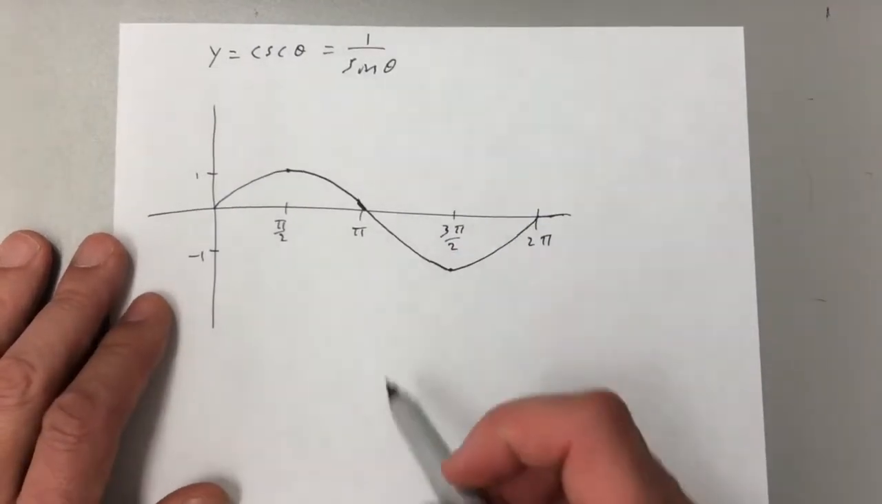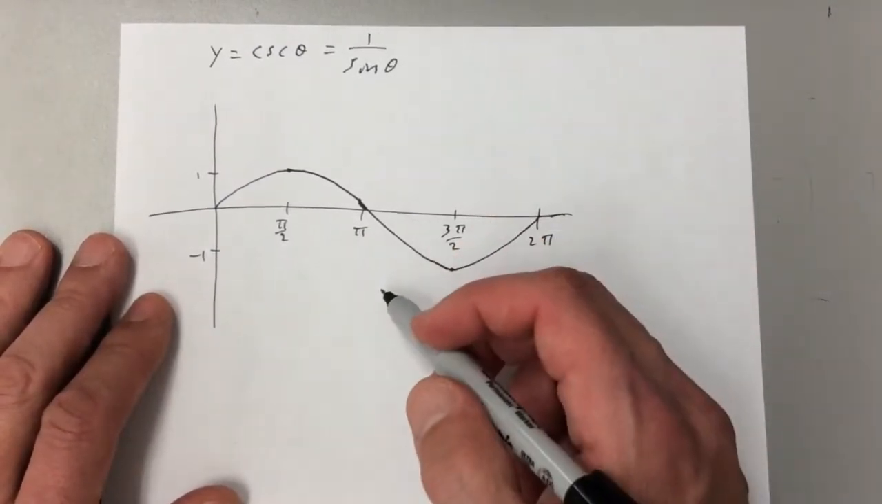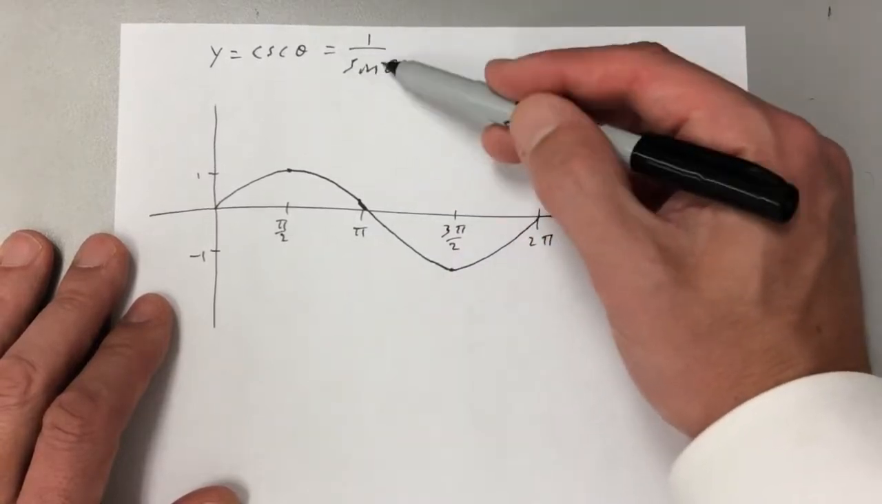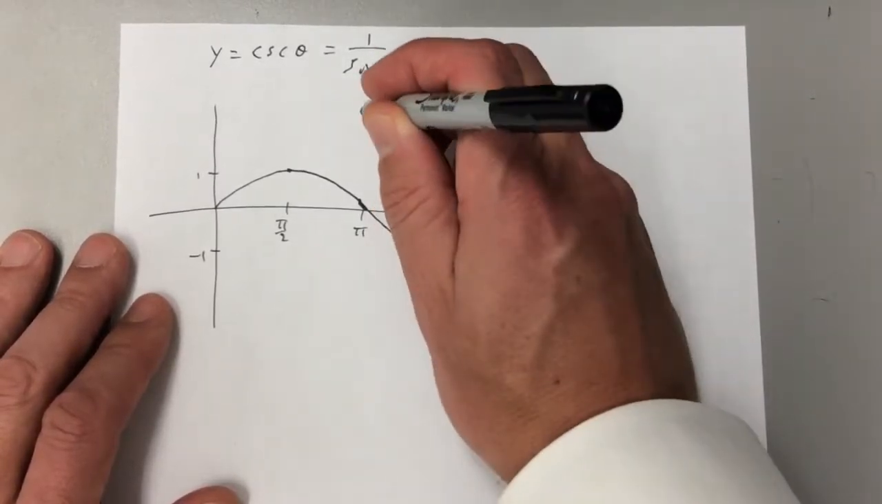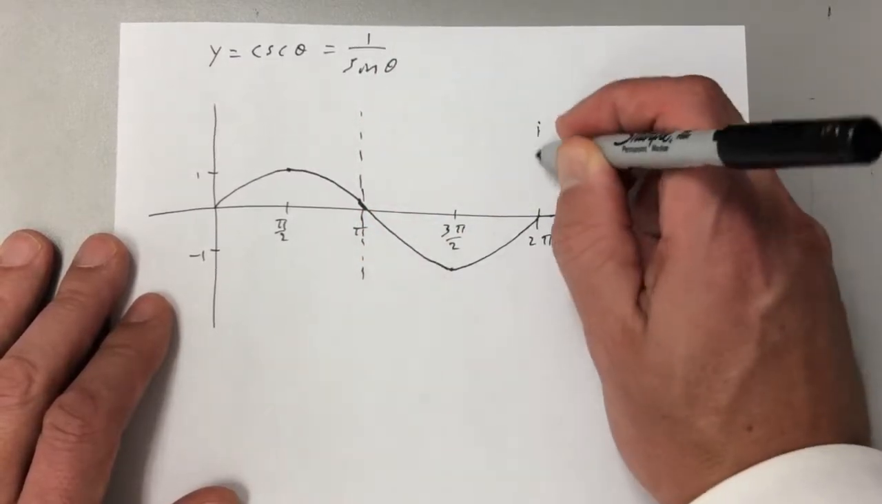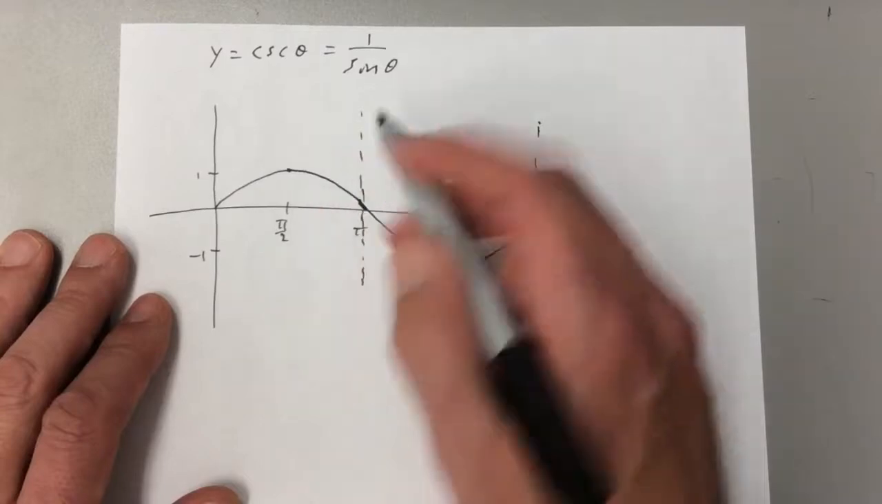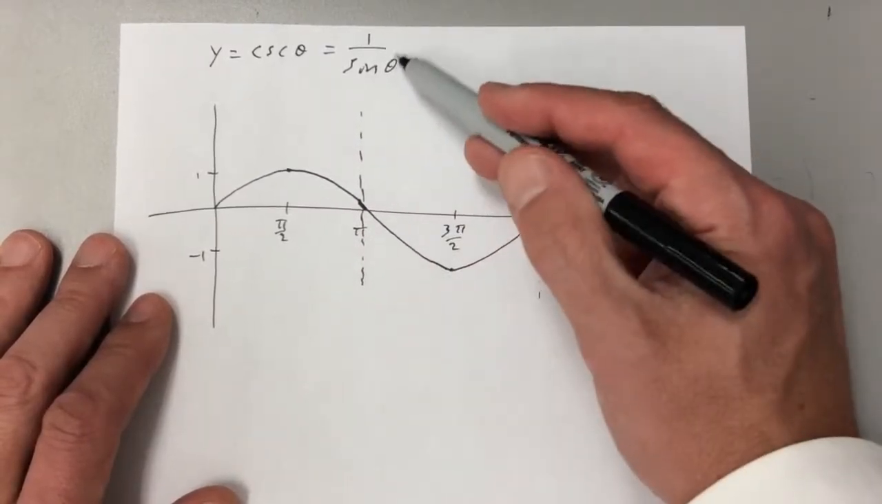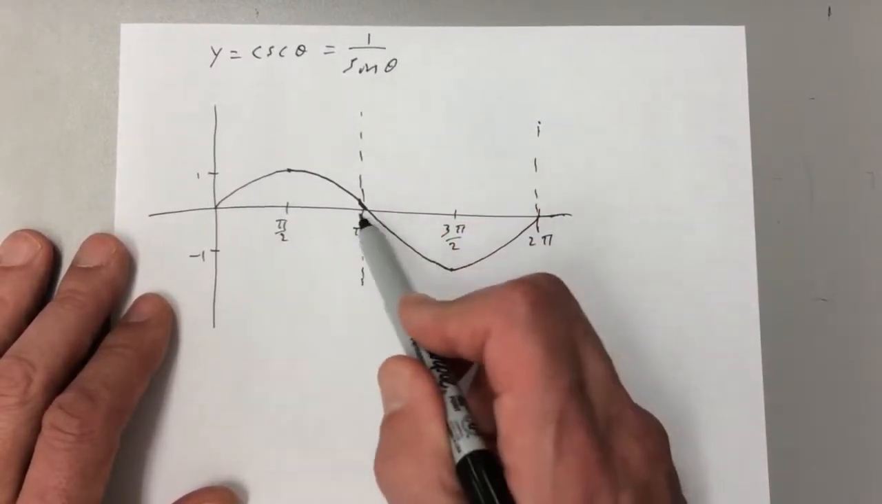if that's sine theta, then the reciprocal of that, well, anything that's on the bottom is going to be a vertical asymptote. So I'm going to have that vertical asymptote. I'm going to have that vertical asymptote. Okay, so when that is 0, I got a vertical asymptote. So sine theta is 0 at 0, pi, and 2 pi.